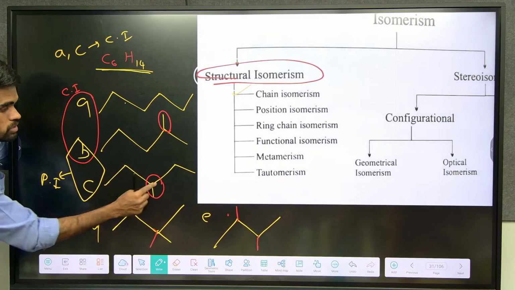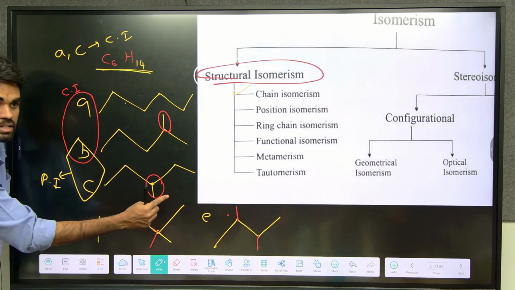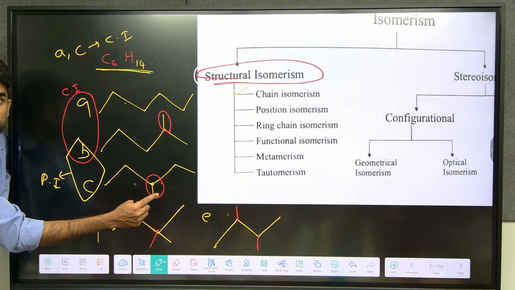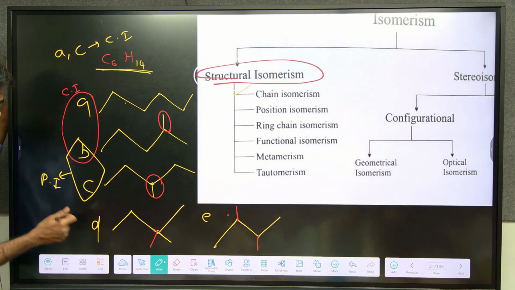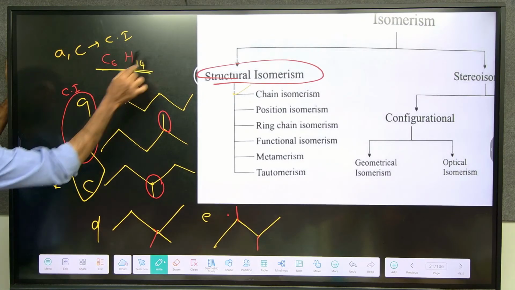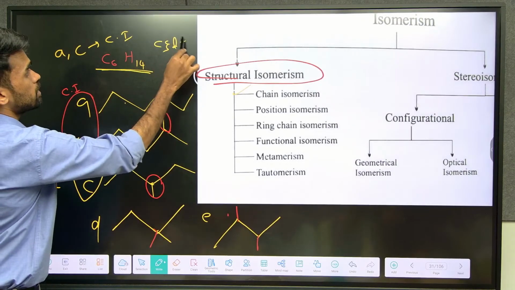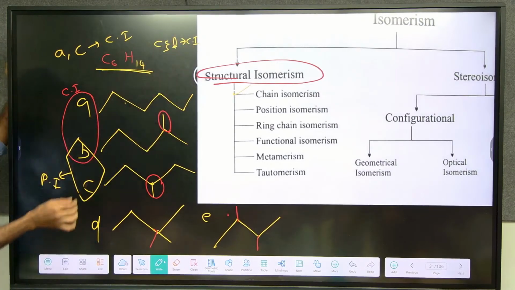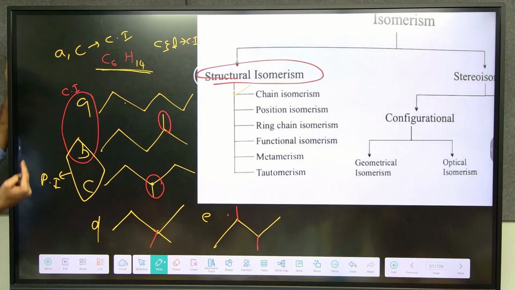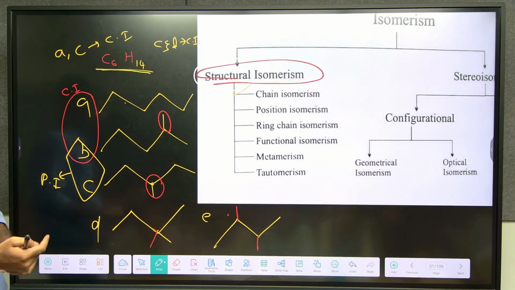So now C and D, what are they? See, 1, 2, 3, 4, 5 are there. Here 4 only. How do they differ? They differ in the chain. So C and D are chain isomers. Now if I ask A and D, chain only. B and D, C and D, chain. Okay.